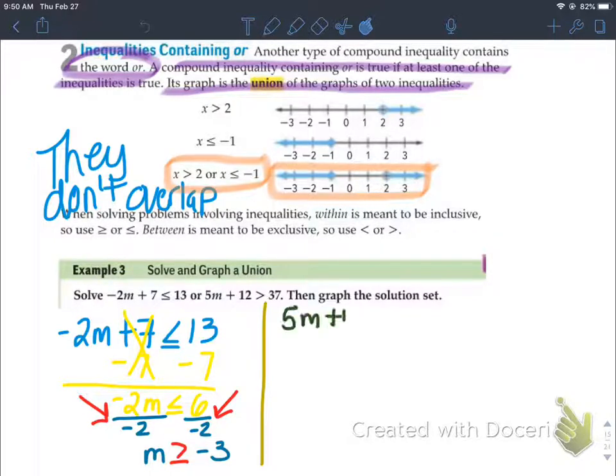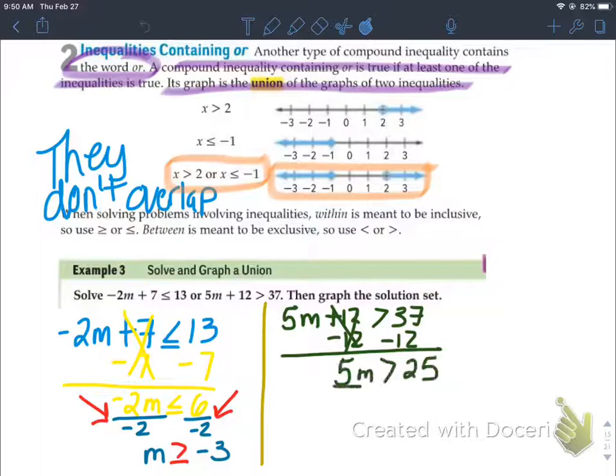Then I continue on with the second problem, where I will say that 5m plus 12 is greater than 37. Subtract 12, 5m is greater than 25. Divide by 5, so I get m is greater than 5. Now I'm going to graph both of these inequalities, and then we will see how to graph them together afterwards.